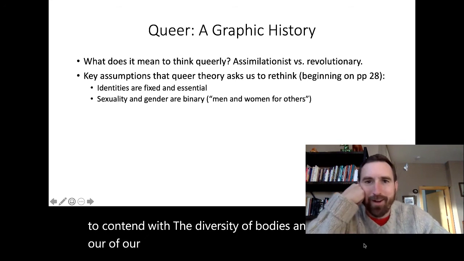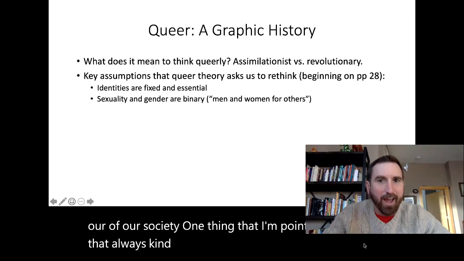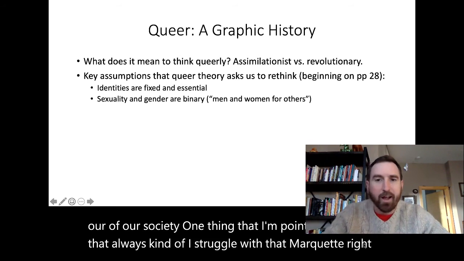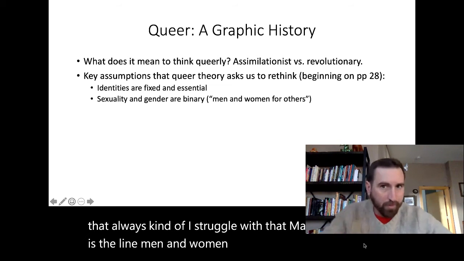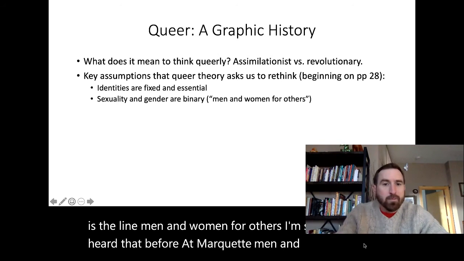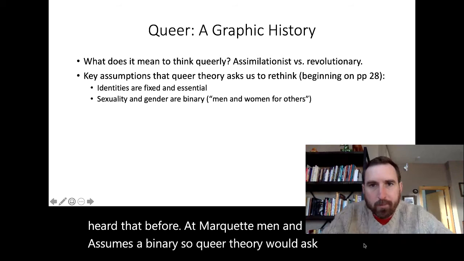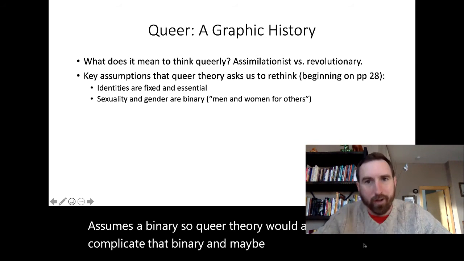One thing that I'm pointing out here that always kind of I struggle with at Marquette, right, is the line "men and women for others." I'm sure you've heard that before at Marquette. Men and women assumes a binary. So queer theory would ask us to complicate that binary, and maybe we could say people for others, right?